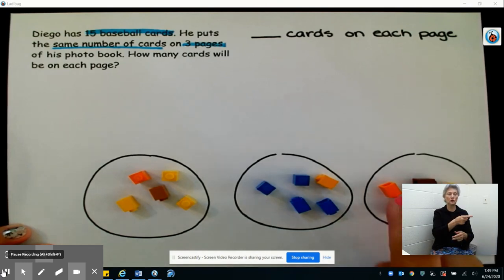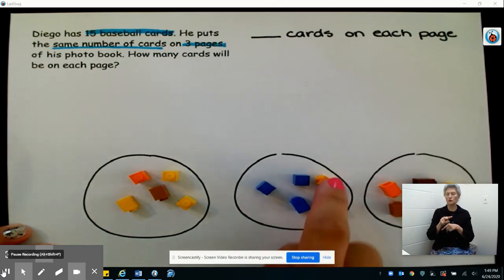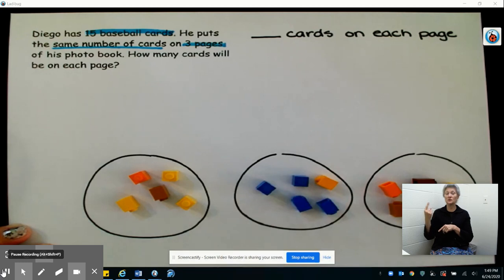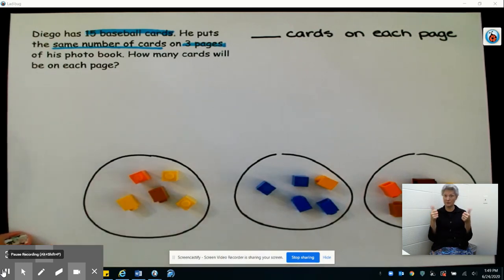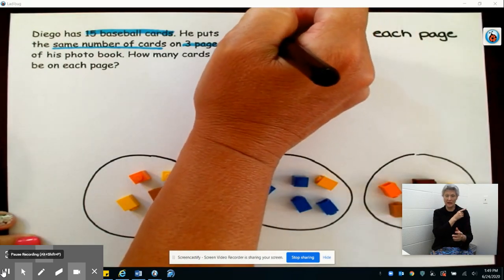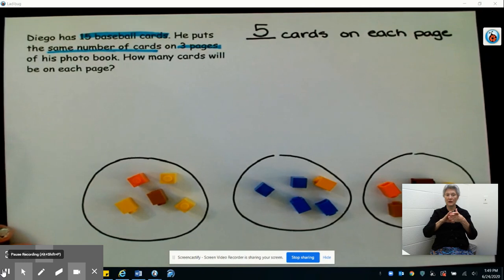1, 2, 3, 4, 5 on this page. 1, 2, 3, 4, 5 on this page. 1, 2, 3, 4, 5 on this page. So that means Diego is going to put 5 cards on each page.